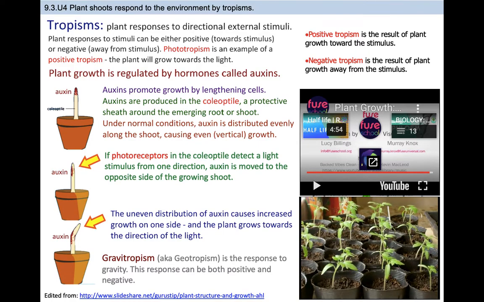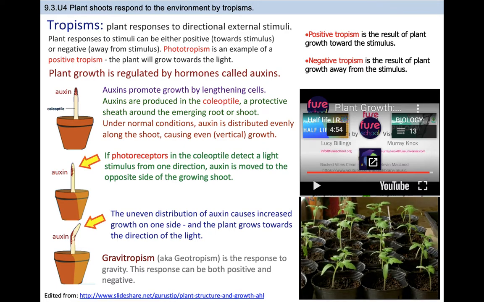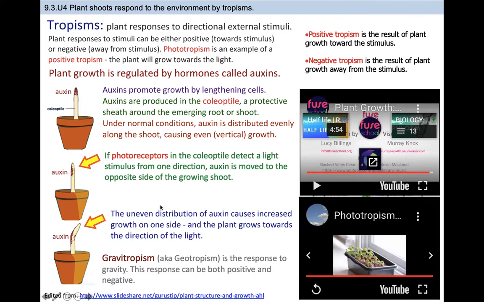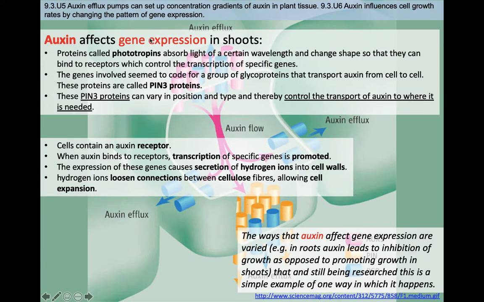You can see as the sun moves, the plants start to grow towards the sun. Okay, so how does auxin actually affect gene expression? Proteins called phototropins absorb light of certain wavelengths and change shape so they can bind to receptors which control transcription of specific genes.